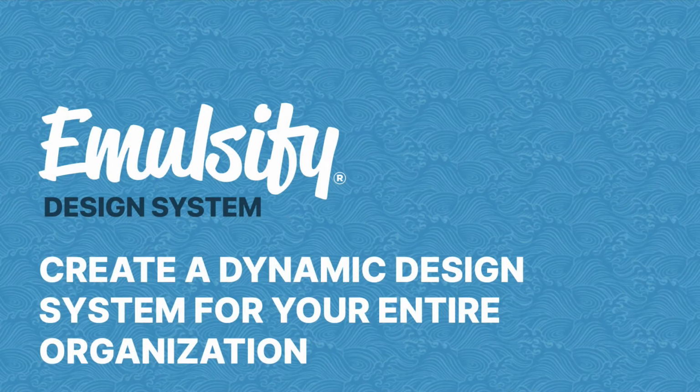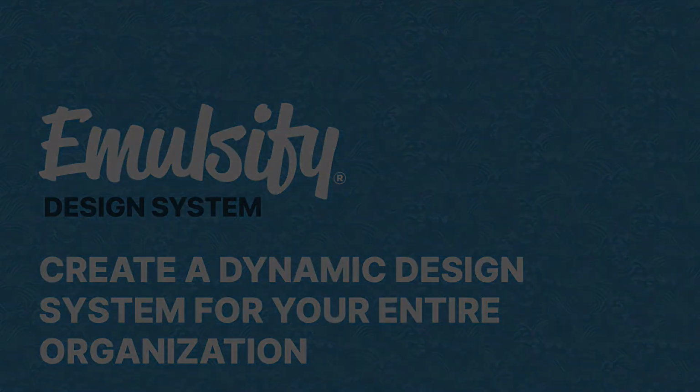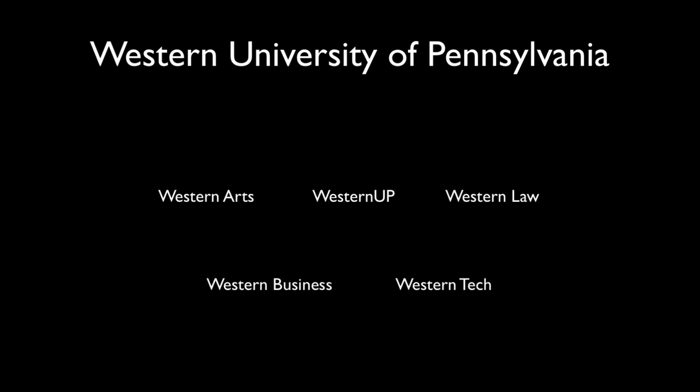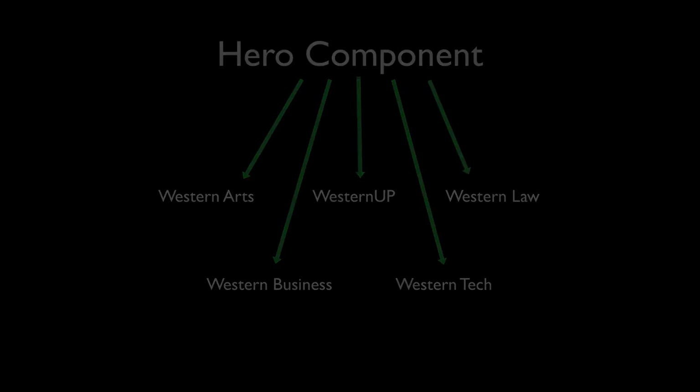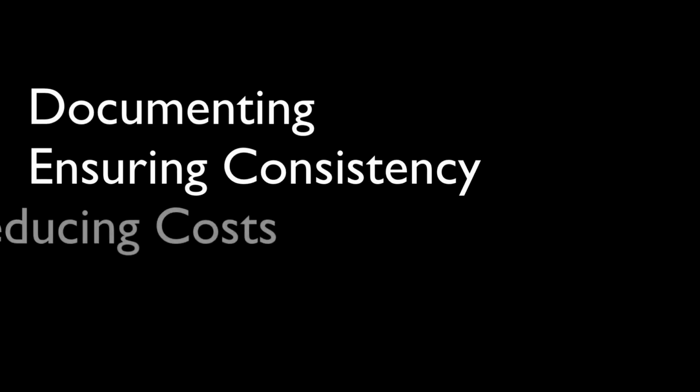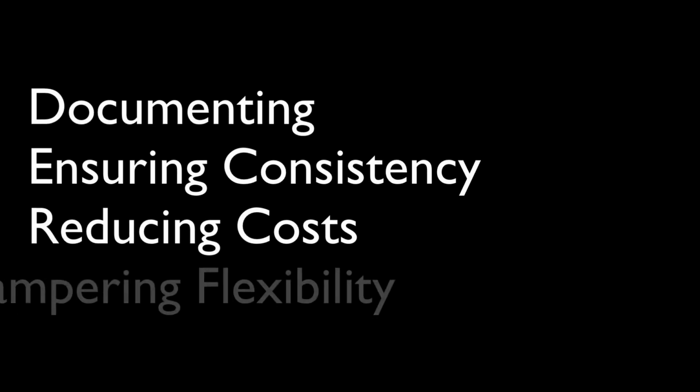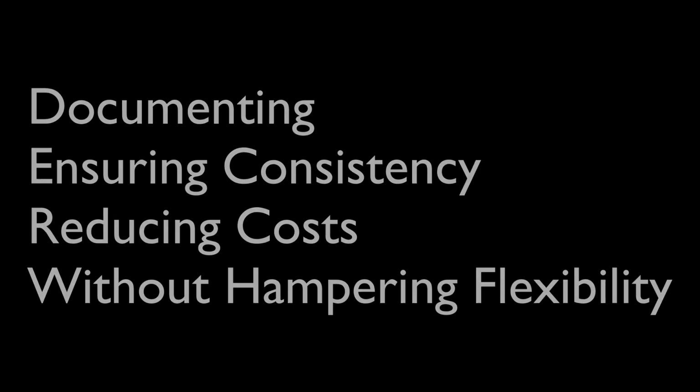The new Emulsify design system is an open source platform for creating a design system with reusable components and clear guidelines for teams. Whether your organization has a single property or thousands, you can write and test components once and share across multiple properties, all while documenting, ensuring consistency, and reducing costs across the entire organization without hampering flexibility.